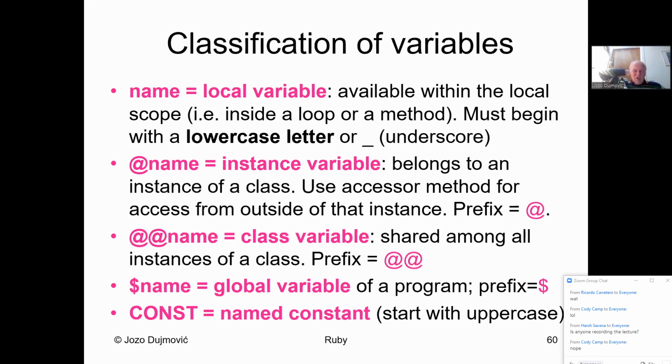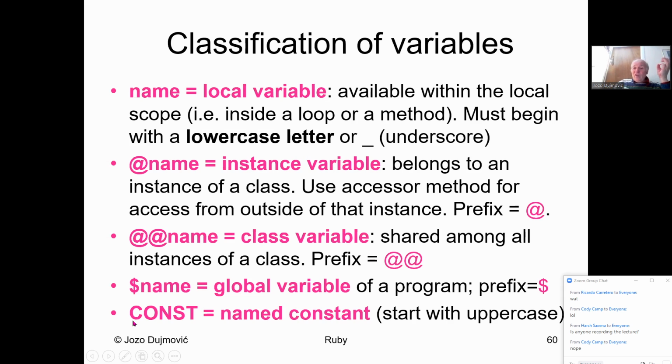And there are also class variables that are shared among all instances of a class. They are written with 2 at signs. So this is beautiful that with the name of variable, you immediately see the role of variable. The role can be local variable, instance variable, class variable, or if it starts with $, it is a global variable. So it is available in the whole program. Global value of program has dollar as the prefix. Therefore, this is going to be available in the whole program.